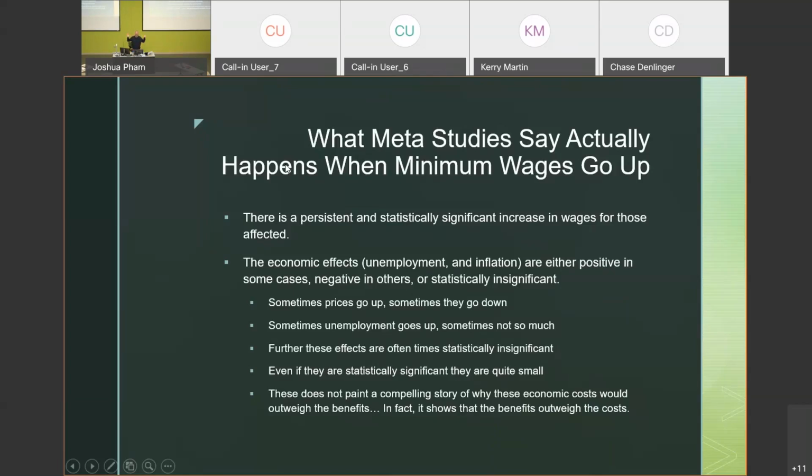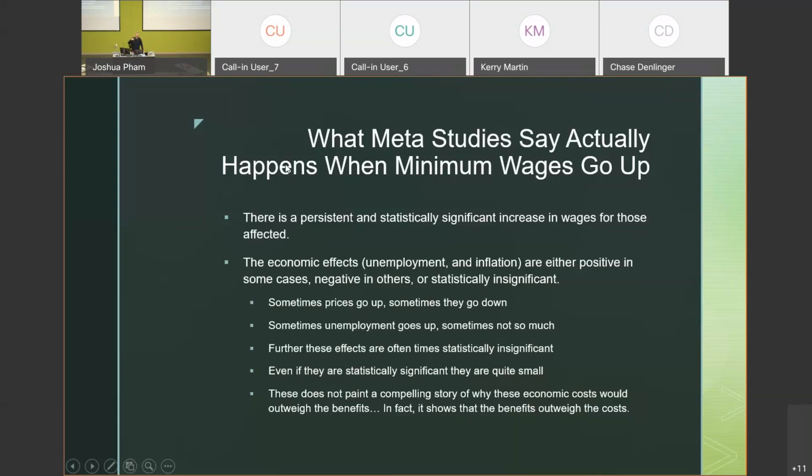So we're looking at maybe 1,000 different employment studies based on minimum wages. Let's look at all the results, average them up, and build a data set of actual studies. The economic effects, the unemployment and inflation rate, are either positive in some cases, negative in others, or statistically insignificant. The statistical analysis will be very close, the confidence intervals very much on the margin. Or when they are found to be statistically significant, the impacts will also be very small.